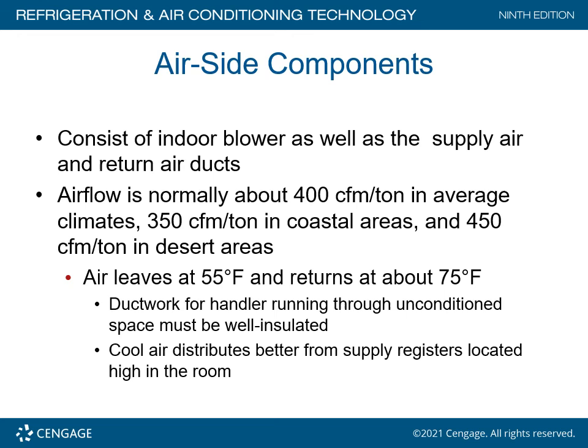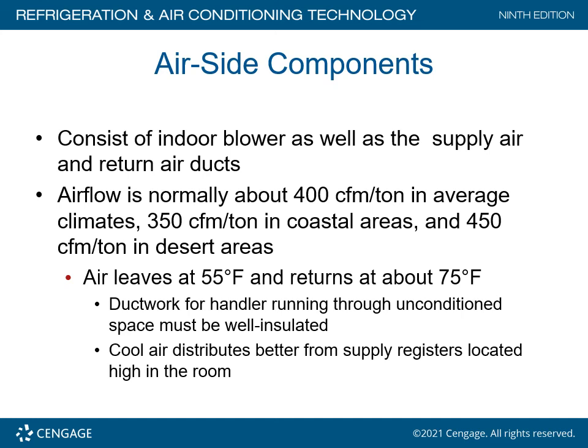Airside components consist of the indoor blower as well as the supply and return ducting. Airflow is typically designed at about 400 CFM per ton in an average climate. In California, under Title 24, we design our systems for 350 CFM. Basically, when you have a HERS rater coming out to commission a new system, they will check this. If you do not have that 350 CFM per ton on the return side, you basically fail the installation, and you have to make corrections to the ductwork or to the air handler or air speed, whatever, in order to get that CFM up.